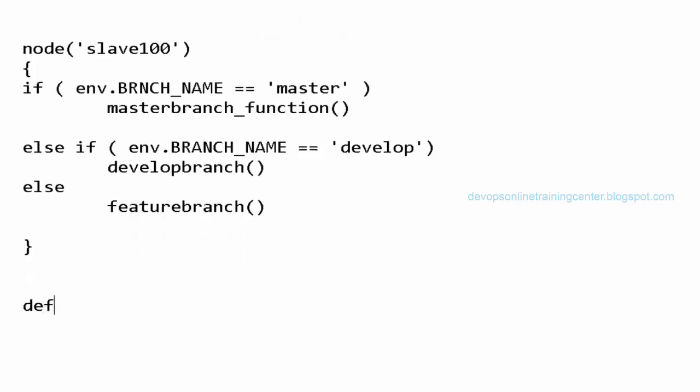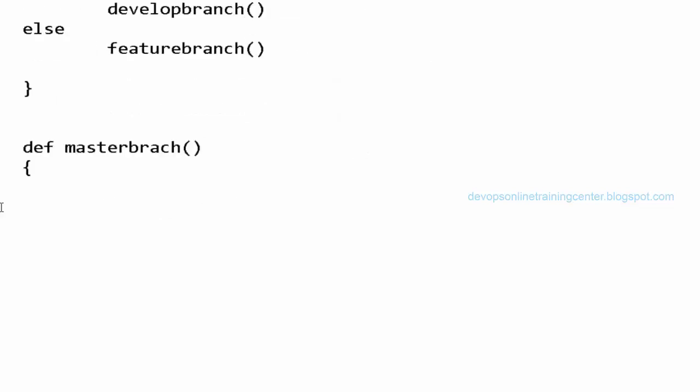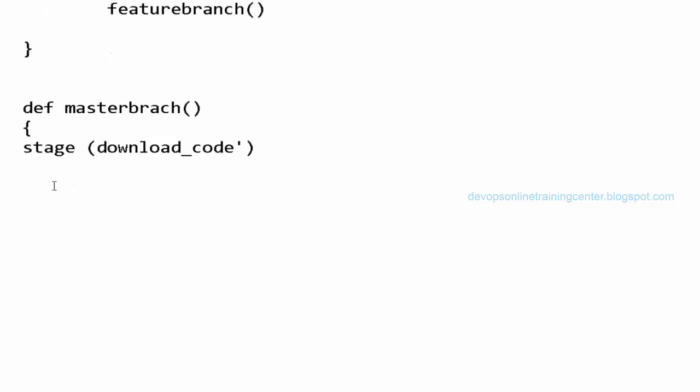In Groovy we define a function with the function definition, masterBranch, and then you start the code, and then we can have the different stages. What is a stage? The first stage is stage download code. Here I can write something like checkout SCM.